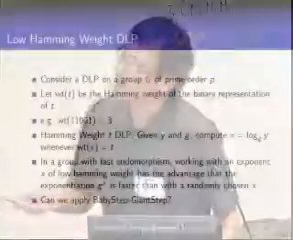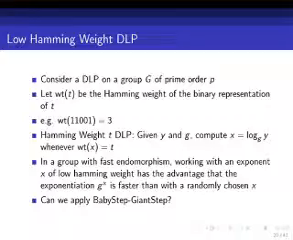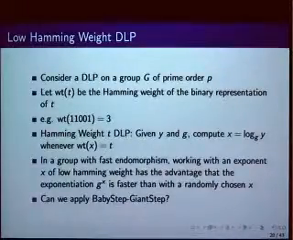Any question? Any other questions? Okay. Next, let's go to the next topic, low Hamming weight DLP. Let's consider DLP on a group G of prime order P, and the weight of T is the Hamming weight of the binary representation of T. So, for example, the weight of this one is 3. And then the Hamming weight T DLP is like this: given Y and G, compute the discrete logarithm whenever the weight of the exponent is T.